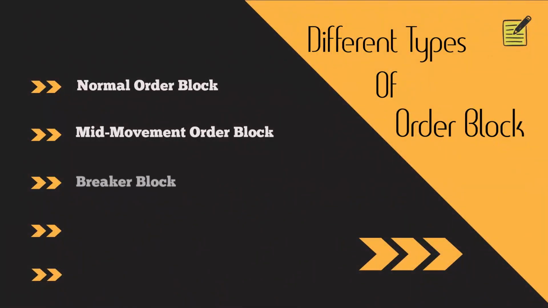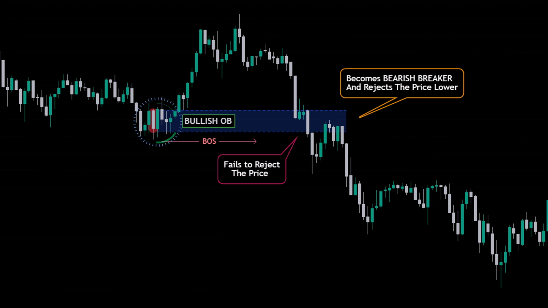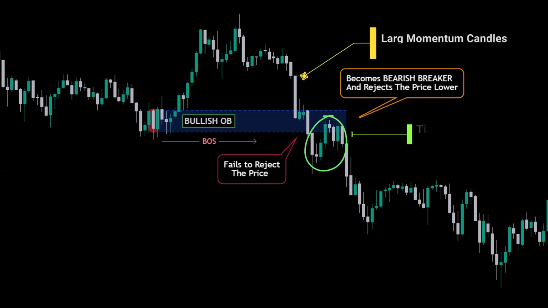Another type of order block is the breaker block. When a valid order block fails to reject the price and the market goes through it, we call it a breaker block. This cross-through of the order block causes a shift in market structure and usually happens when the market wants to tap into other higher time frame key levels. A breaker block is usually most effective when price breaks through it with large momentum candles and then makes a tiny pullback to it. A simple explanation for the breaker block will be like this.